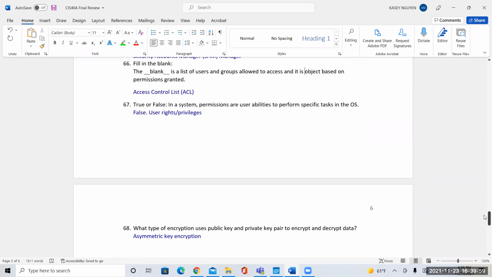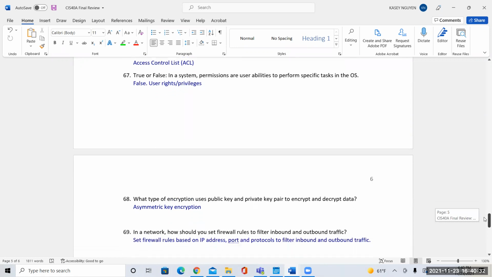68. What type of encryption uses public key and private key pair to encrypt and decrypt data? That is your asymmetric key encryption. And a type of algorithm that uses asymmetric key is RSA. Okay. Or it should also be referred to as PKI, public key infrastructure. So many names. Right.